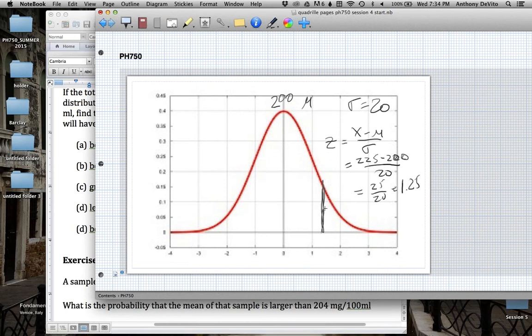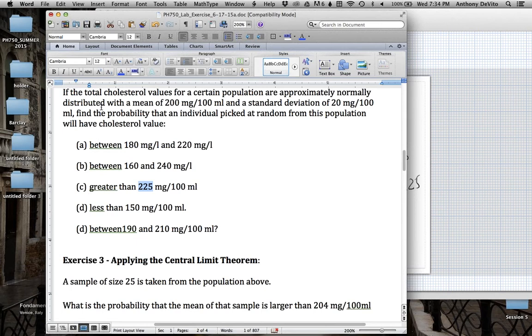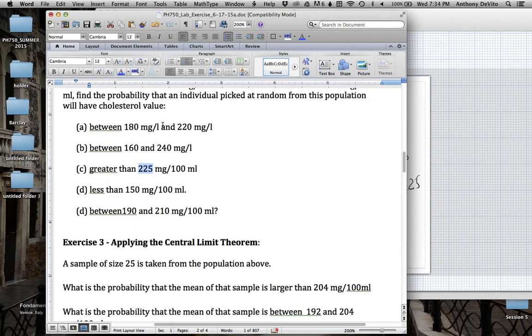We want to know what's the probability that it's greater than that. What's the probability that we're going to pick somebody in this area over here? So we need to predict what that area is. And since it's not an integer number of standard deviations, I can't predict it based on that table, our rule. So I have to go to the z table.